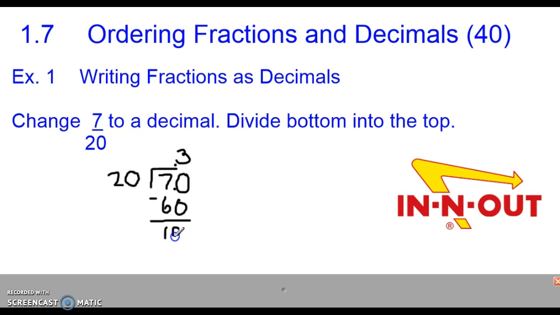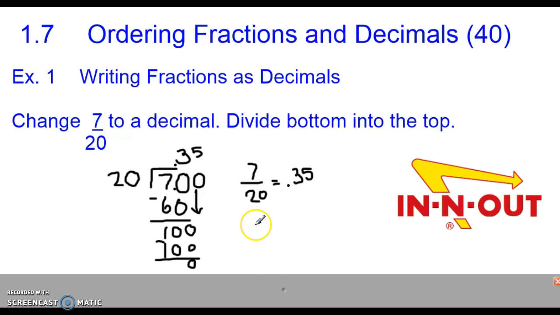And after we have our decimal, remember we can always bring down a 0. I like to say for free. So now I have, how many times does 20 go into 100? 5 times. 5 times 20 is 100. And when I subtract 100 minus 100, I get 0. So now I know that 7/20 is equal to 0.35, or 35/100.